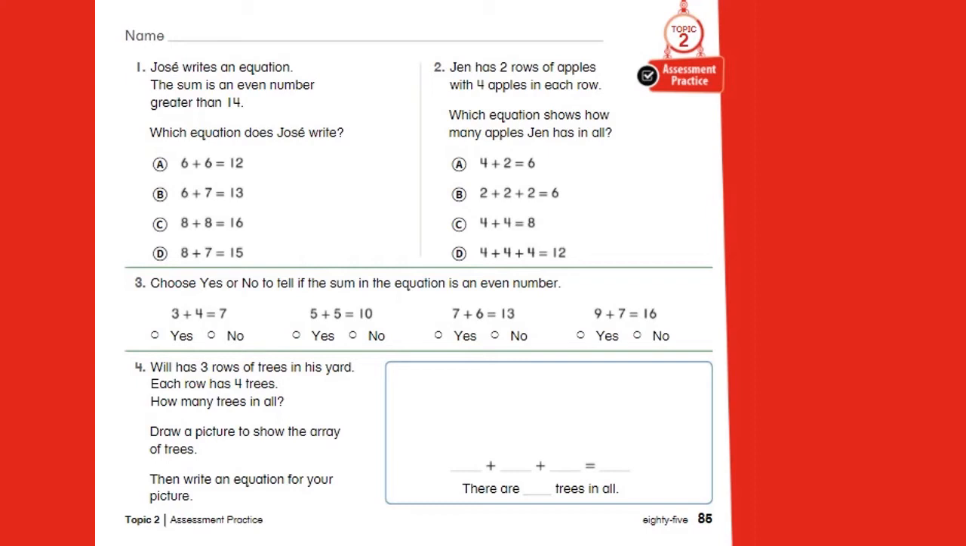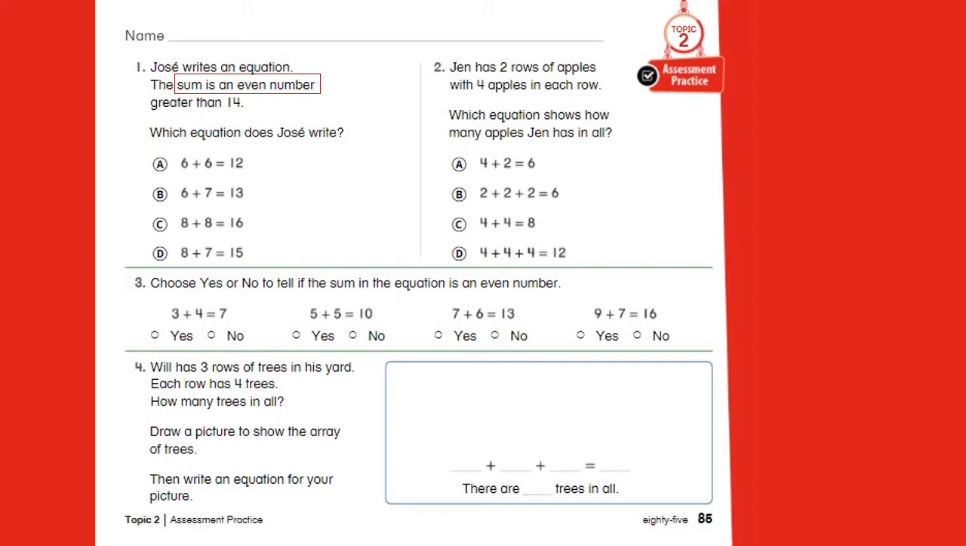Now let's look at page 85. Pages 85 and 86 were important for you to do because this is really what your math test is going to look like. Some of the numbers and names might be changed, but this is basically what it looks like. So let's look at number one. Jose writes an equation. The sum is an even number greater than 14. So be careful here. Look at the problem. The sum is an even number.